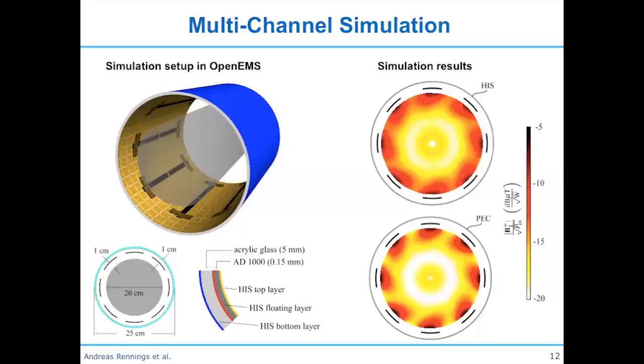And here I guess you can see that the field here in the phantom is larger for the HIS compared to the conventional PEC shield. What you see also is this broadened area with large B1 plus compared to this more narrow and typical profile that we know from the dipole coils.